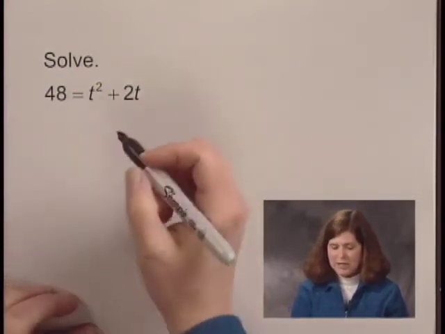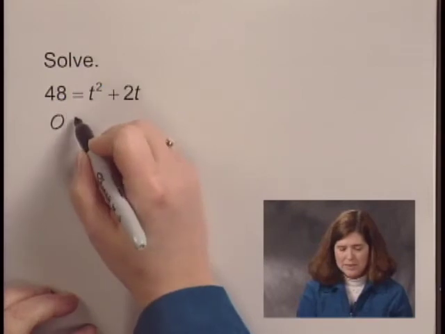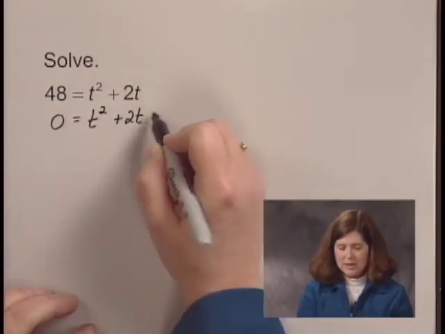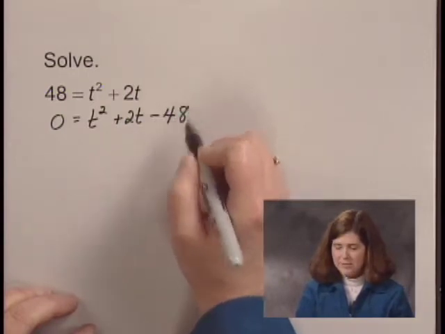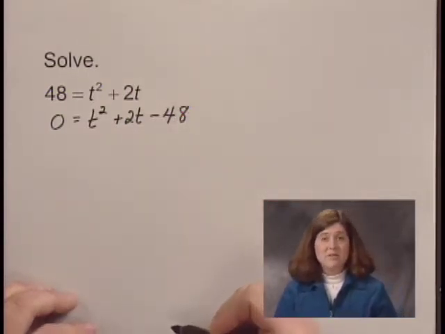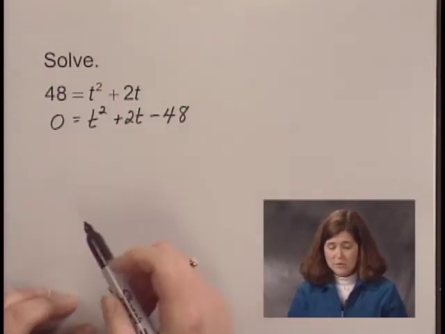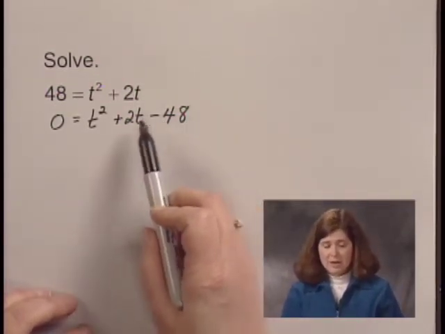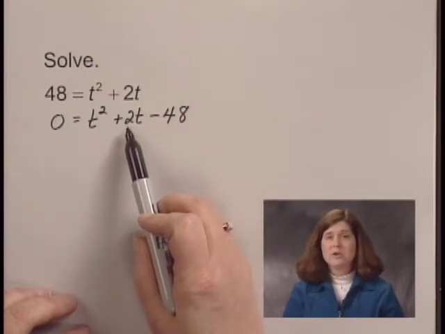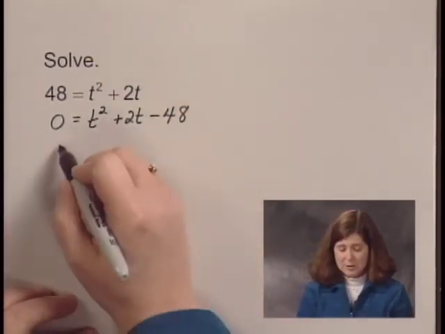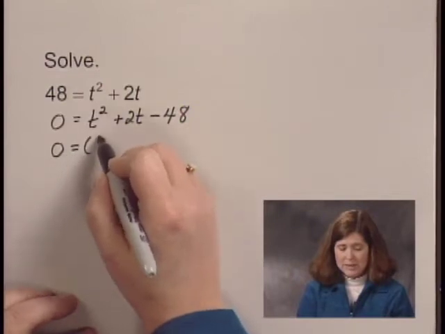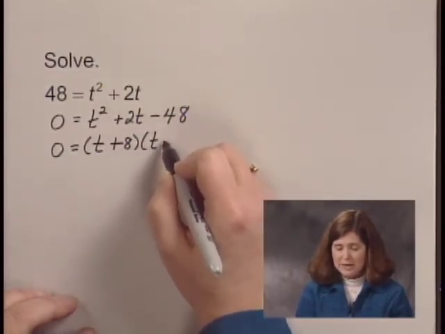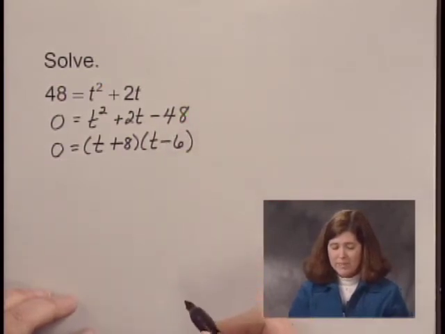We do this by subtracting 48 from both sides. This gives us 0 equals t squared plus 2t minus 48. And then we see if we can factor. In this case, we can because there are two numbers whose product is negative 48 and whose sum is 2. Those numbers are 8 and negative 6. So I write 0 equals (t plus 8) times (t minus 6).